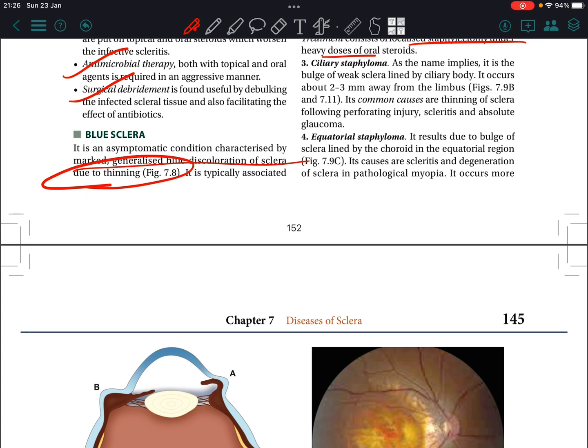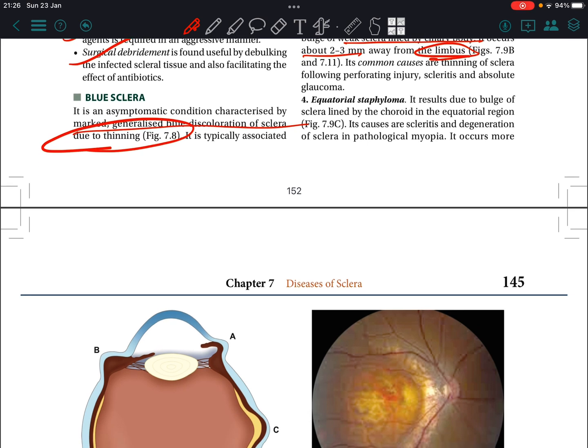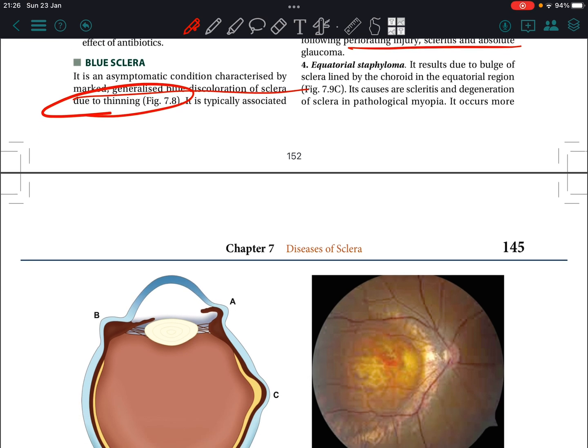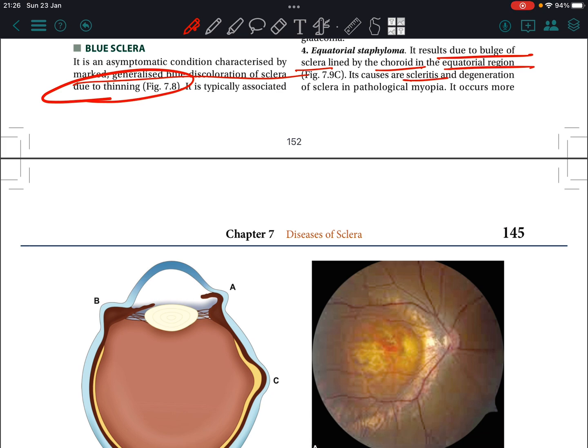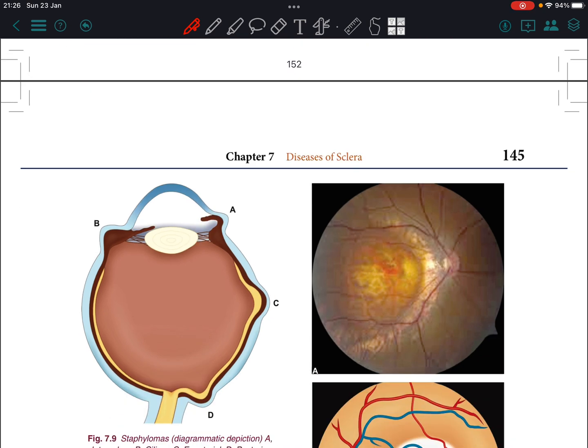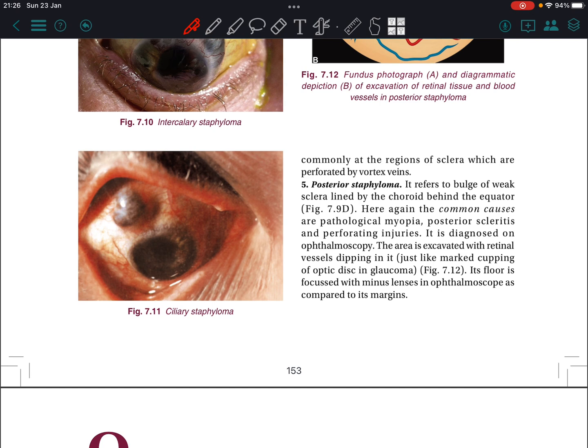Ciliary staphyloma, as the name implies, is a bulge of weak sclera lined by the ciliary body. It occurs about 2 to 3 mm away from the limbus. The common causes are thinning of the sclera following perforating injury, scleritis. Equatorial staphyloma results from a bulge of sclera lined by choroid in the equatorial region. Its cause is degeneration of sclera in pathological myopia. It occurs more commonly in regions of sclera which are perforated by vortex veins.